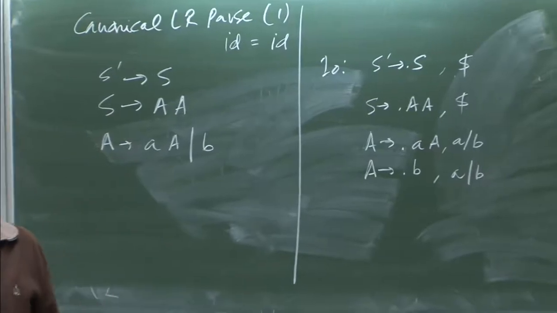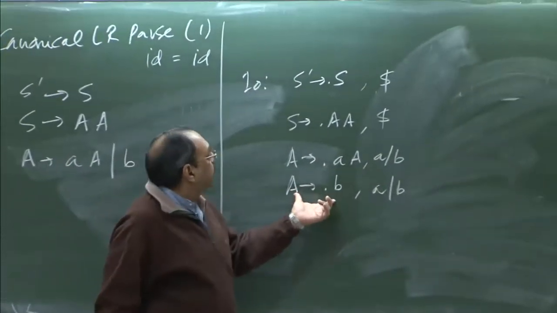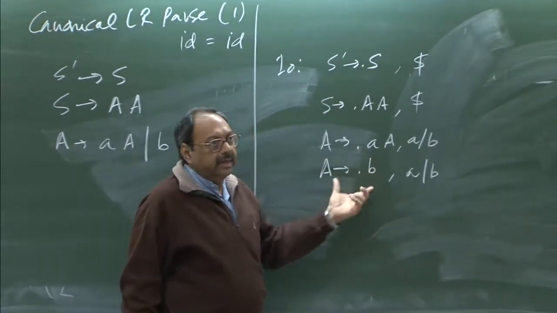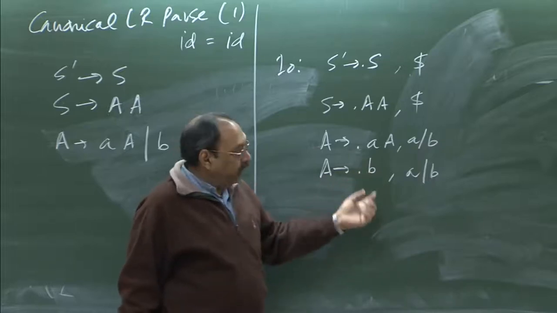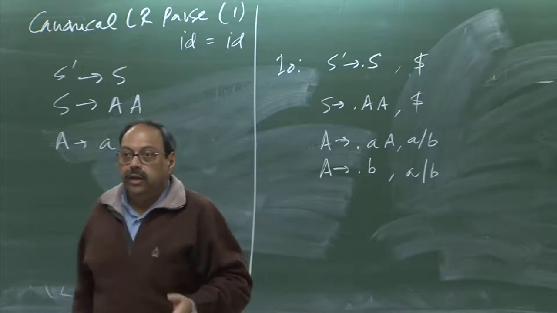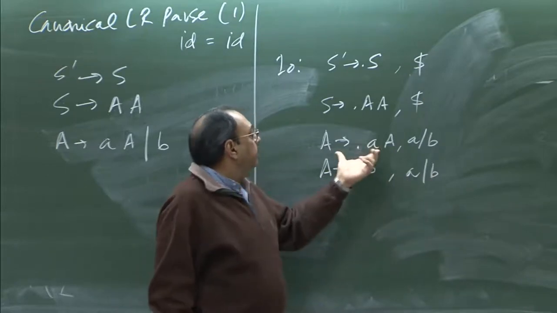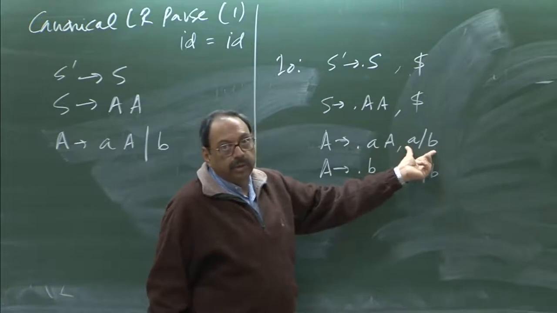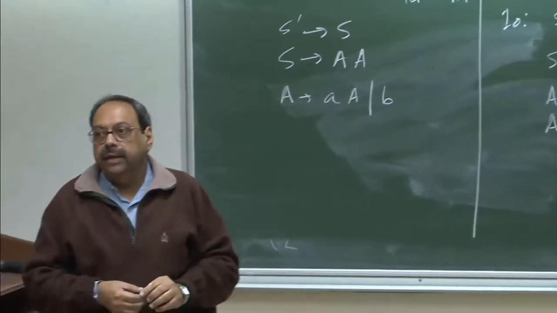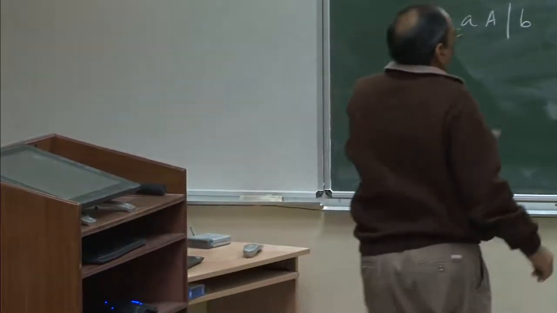Now you can see something interesting just by looking at this first set of items. Eventually I will do a transition to a state with look ahead B, and that state is going to contain A goes to B dot. When I do a reduction, I will do it only on these symbols and not on dollar, because I don't want to reduce on follow of A, but only when my look ahead symbol is this. So I will be able to reduce B to A only on these look aheads, A and B, and not on dollar. In some other state, for the second A, I will be able to do reduction on dollar.